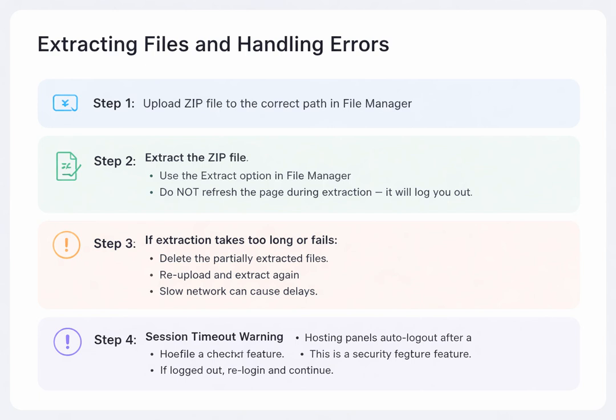If the extraction takes too long or something goes wrong, which the instructor experienced due to a slow network connection, the best approach is to delete the partially extracted files and start the extraction again. Also worth noting, when you delete files in some hosting panels, they go to a trash folder rather than being permanently deleted immediately, so check there if you're trying to free up space.